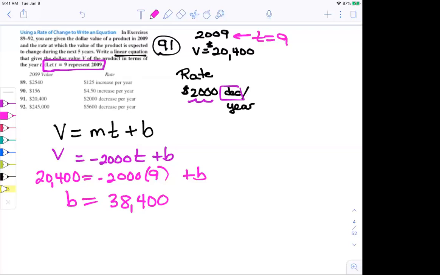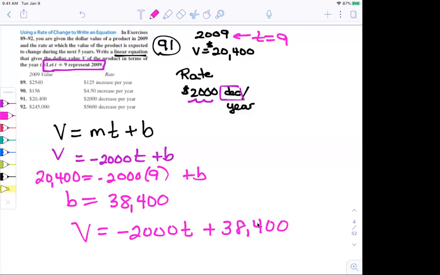So now we have an equation. We knew the slope was negative 2,000. It's decreasing over time, which is why the value of our product to begin with is more than 9 years later, because it's $2,000 every year. Any questions with 91? You would do it the same way. You plug in the 9 and the product is worth that in the year 2009. But it's understanding that the number they give you is, in this problem, the y-intercept.